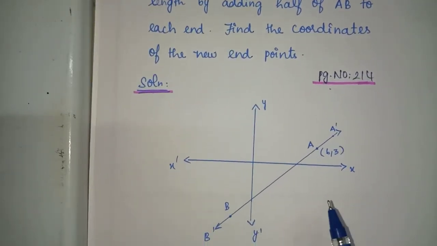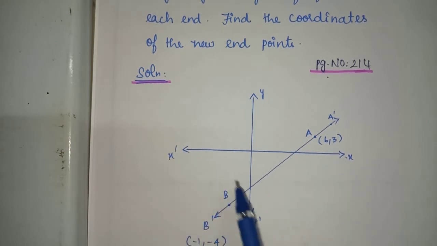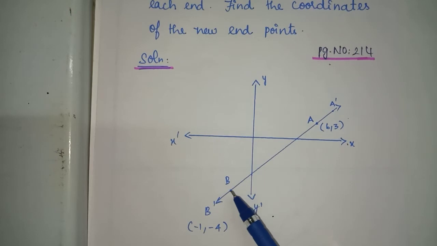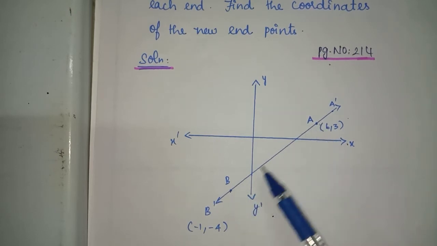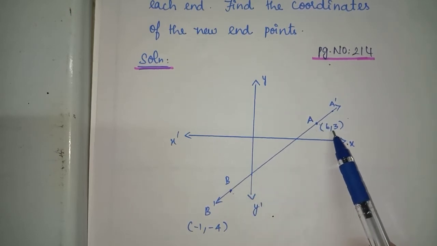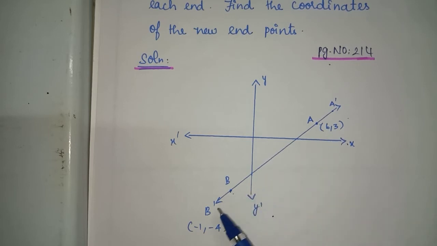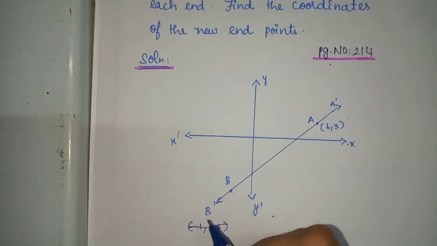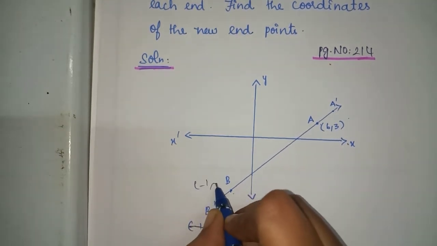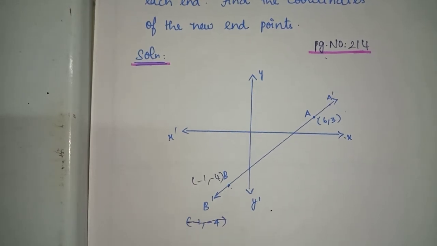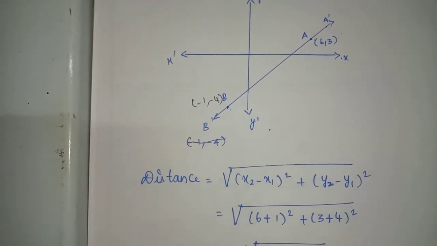So this is the figure x, x dash and y, y dash. Here we are considering one line segment. There are 2 points A and B. A point is 6, 3 and B is -1, -4. Then you are going to find the distance.